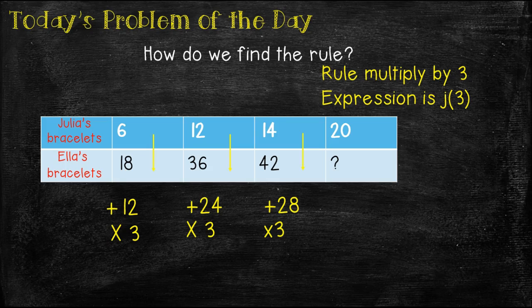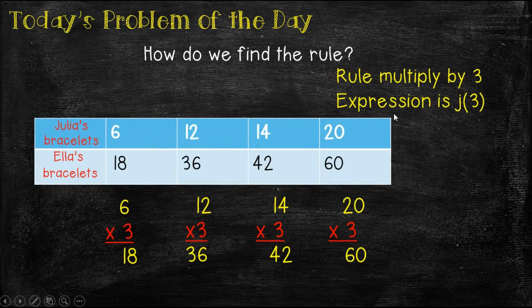But remember, we talked about how we try really hard not to use the multiplication sign because you might mistake it for the variable x. So instead, by putting something in parentheses right next to the variable, it shows us multiplication. But if you put J times 3, I'll go ahead and accept that as a correct answer. So when we solved for it, we know that here, 20 times 3, our answer is going to be 60. So when Julia makes 20 bracelets, Ella will have made 60.